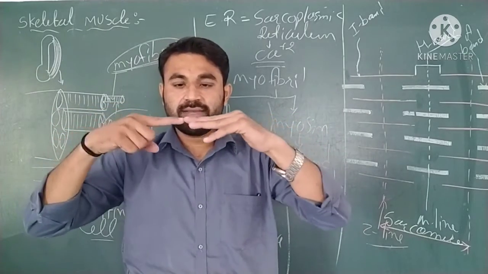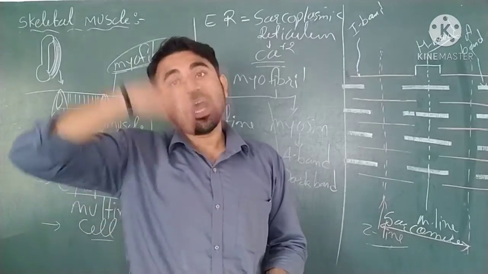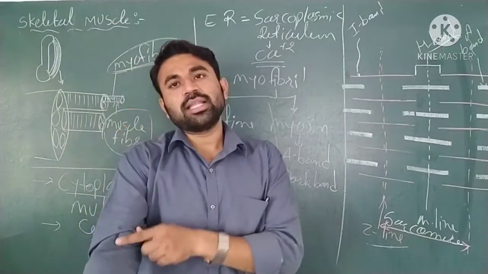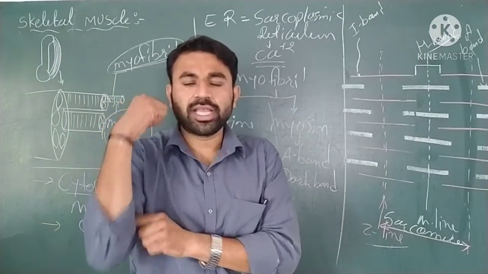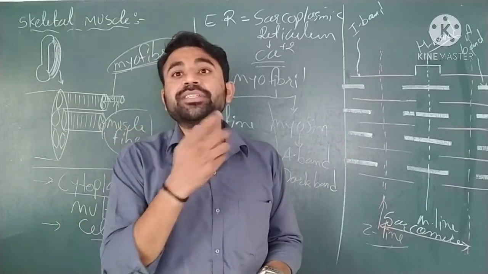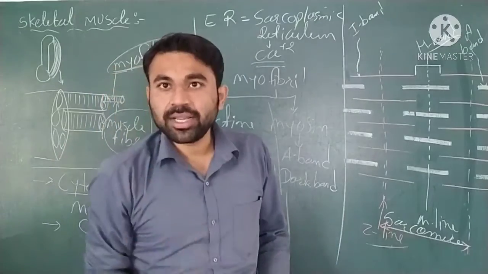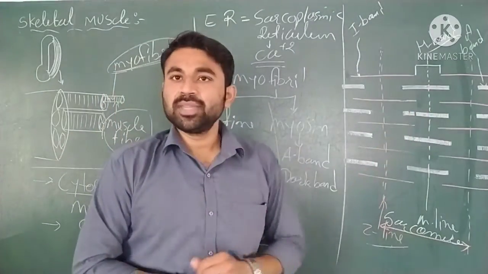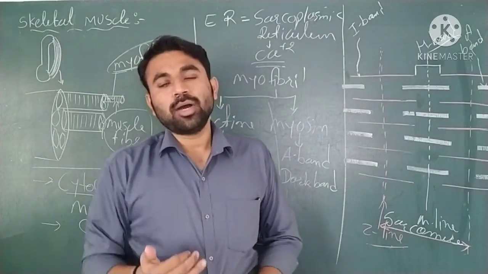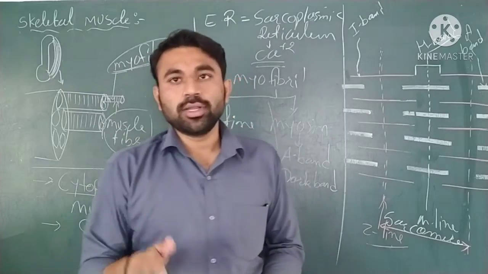Okay, the Hensen's zone will slowly decrease, and when the muscle contraction is complete, or you can say full muscle contraction, then the H band will disappear, and both the I bands will arrive at the M line. Just see. We will talk about these things in the next video lecture.